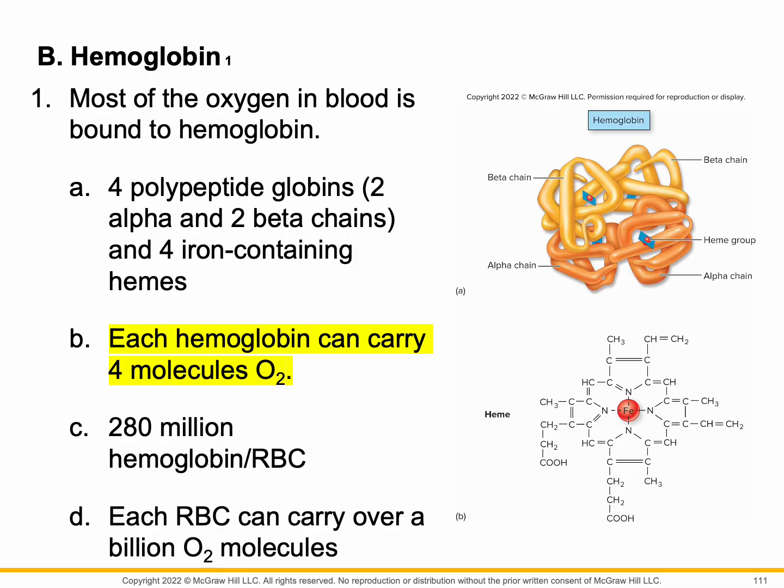2 of the globins have 2 beta chains and the other 2 have 2 alpha chains. The chemical structure of the heme group shows a central iron bonded to 4 nitrogen atoms that are further bonded to an acyclic compound each, which are all interconnected.